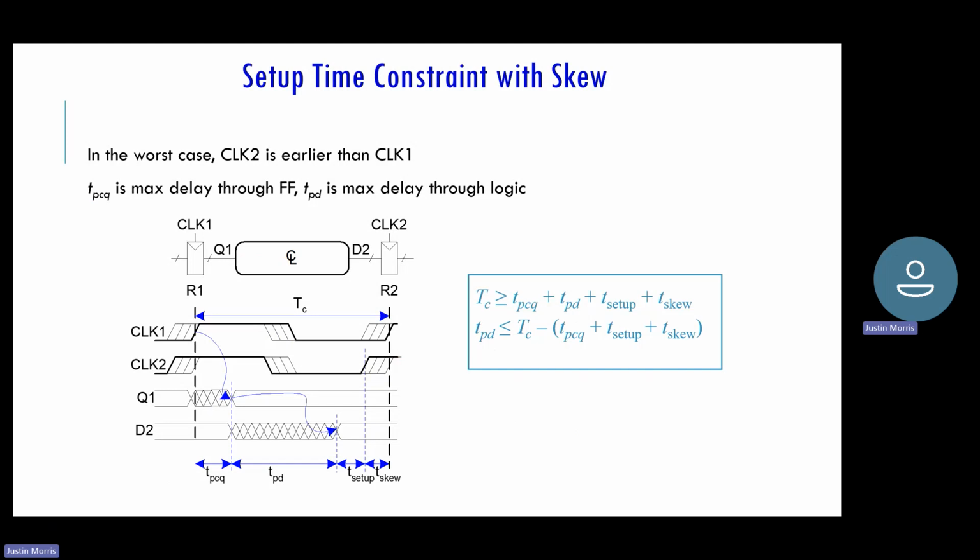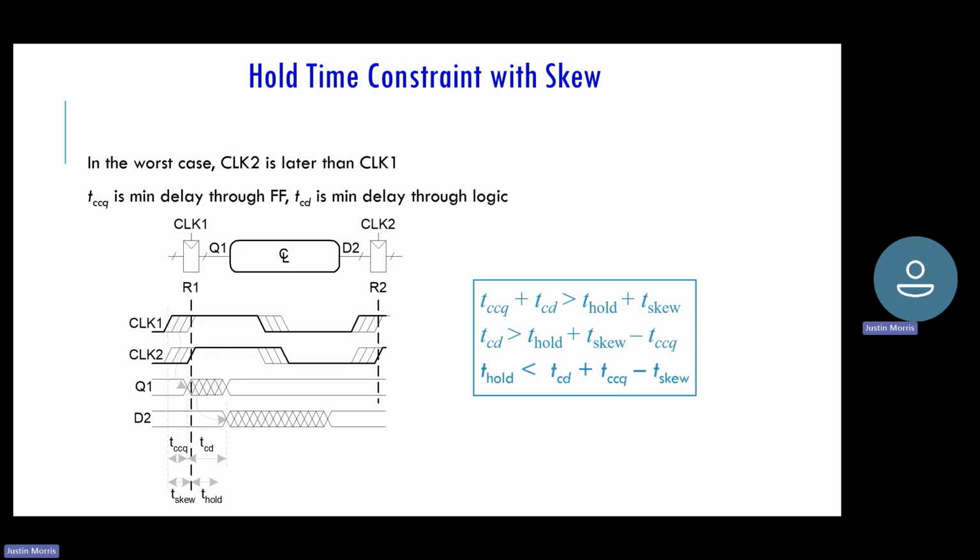And then we had the skew. So we use the worst case scenario for skew. So for the setup time, we have to add skew. And then for the hold time, we're subtracting the skew. Because now we're saying that we need to make sure that this takes even longer in the case that it comes late.